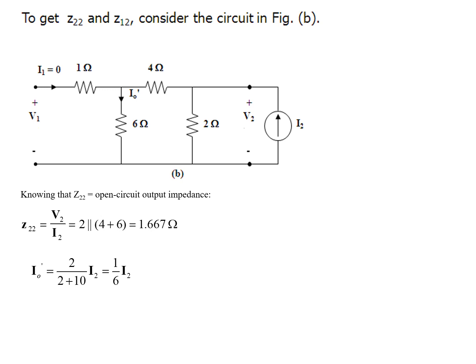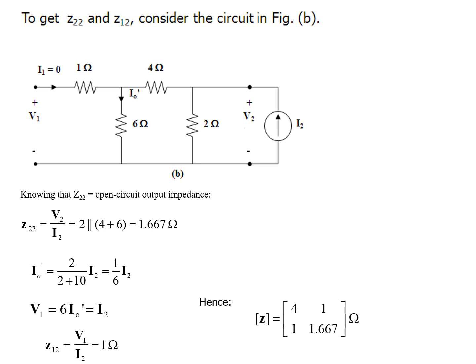By doing that, we have Z22 equals 1.667 ohms. And I0 prime is equal to 2 over 2 plus 10, because you can see it's a current divider, 4 and 6 ohms in parallel with 2 ohms. That will make I0 prime 1/6 of I2. And V1 is equal to 6 I0 prime, and that is equal to I2. Thus we have Z12, V1 over I2, which is equal to 1 ohm. Remembering all these values, our impedance parameters become 4 ohms, 1 ohm, 1 ohm, and 1.667 ohms.